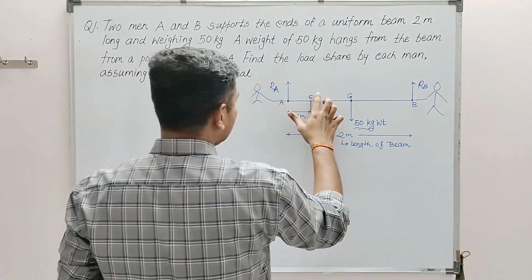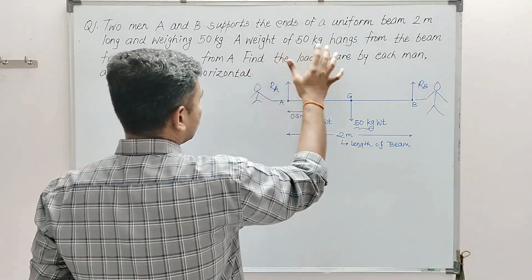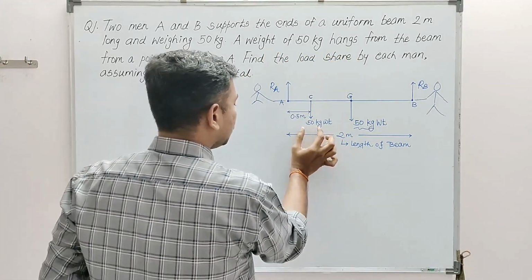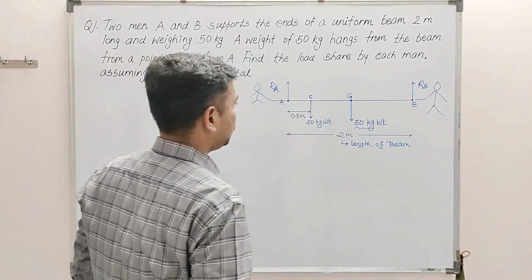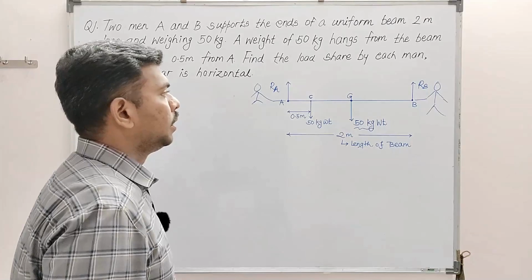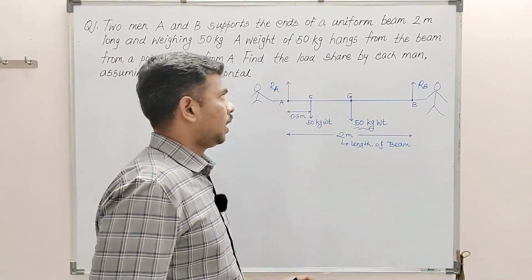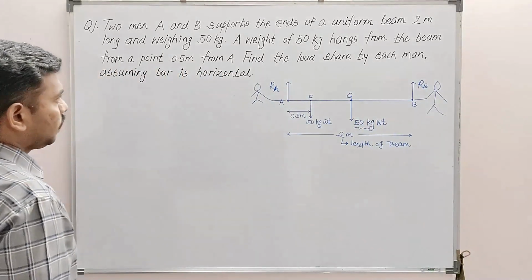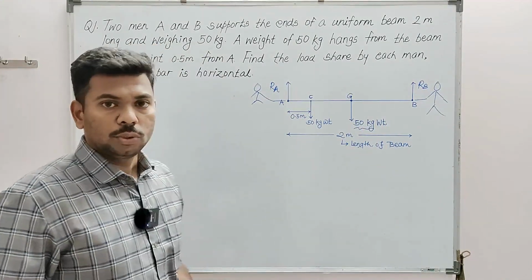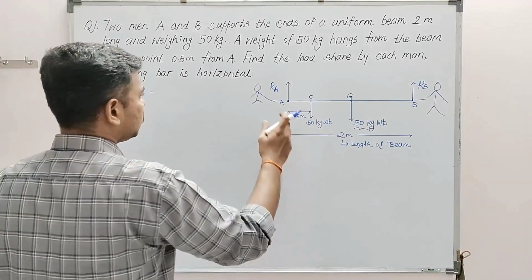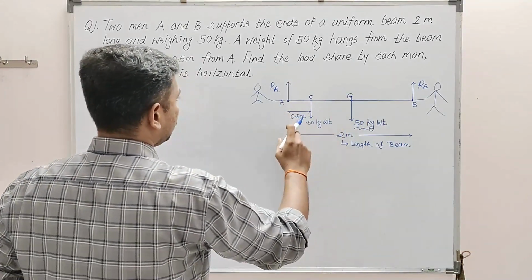Okay. Now C is the another point where we are hanging a 50 kg weight. Now this C is located 0.5 meter away from point A. Now this is the entire system and we are actually going to find the load shared by each man. This is the situation. Just now we discussed these two men are holding this beam horizontally.